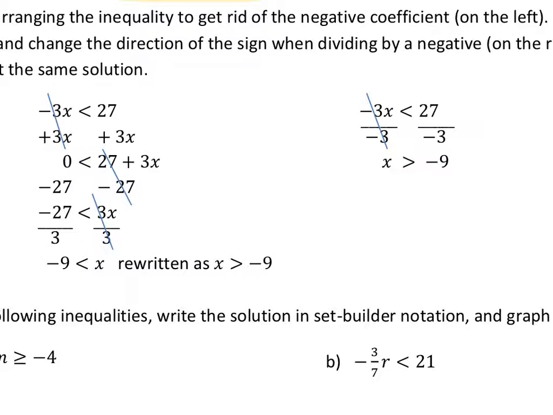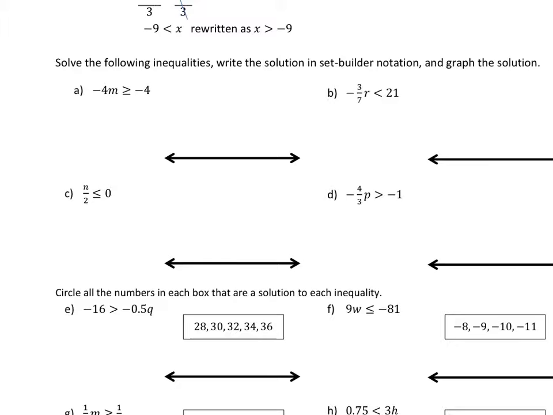Let's do a couple together. Let's look at letter A. Solve the following inequalities, write the solution in set builder notation, and graph the solution. So we're going to divide by negative 4 on both sides. They cancel out here. Negative 4 divided by negative 4 is positive 1, but I have to flip the symbol, so it becomes less than or equal to 1.